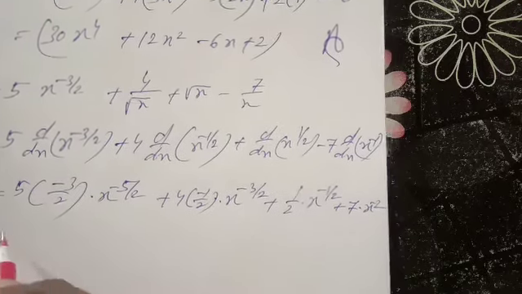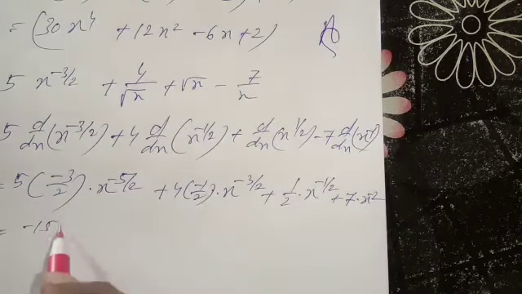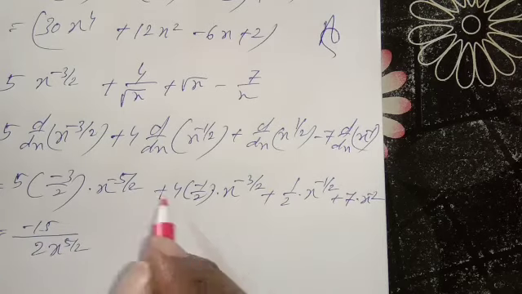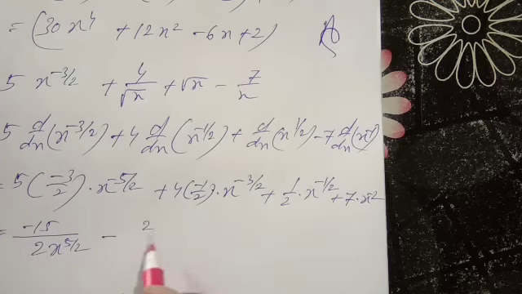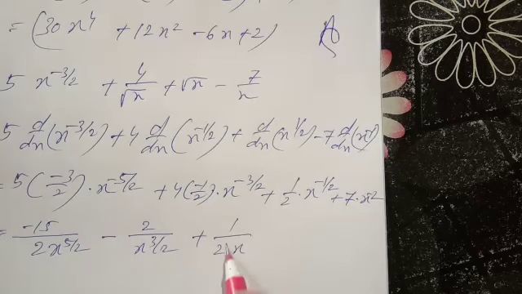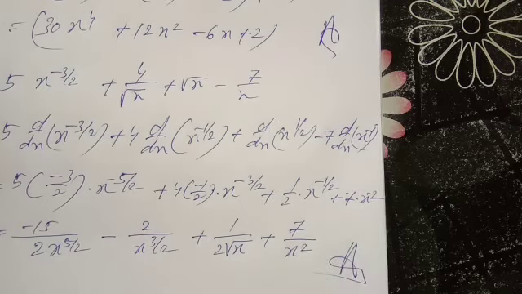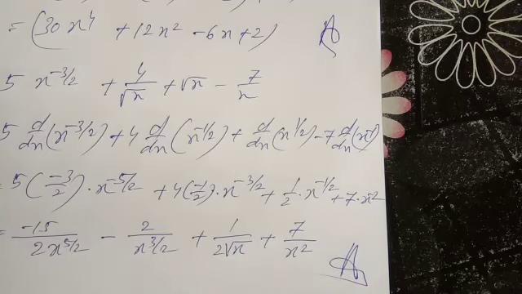Next, finally, the answer you write: minus 15 by 2, this will be taken down, x to the power 5 by 2, this will be minus 2 by x to the power 3 by 2, plus 1 by 2 root over x, and this will be plus 7 by x square. This is the answer of number 4 second part. I hope you are clear.